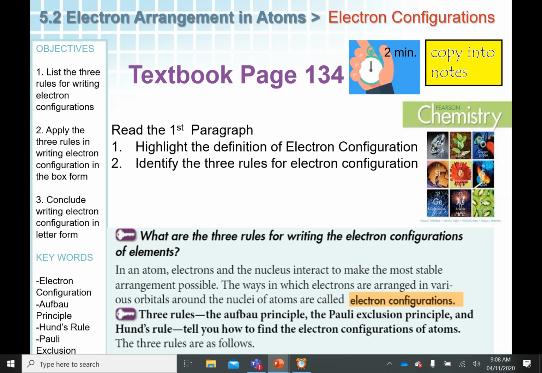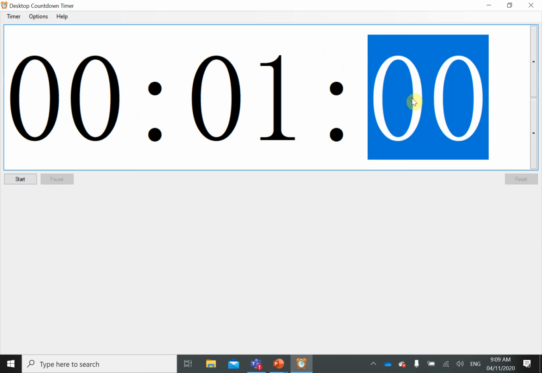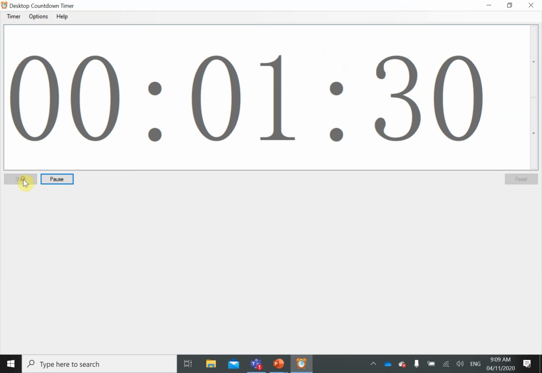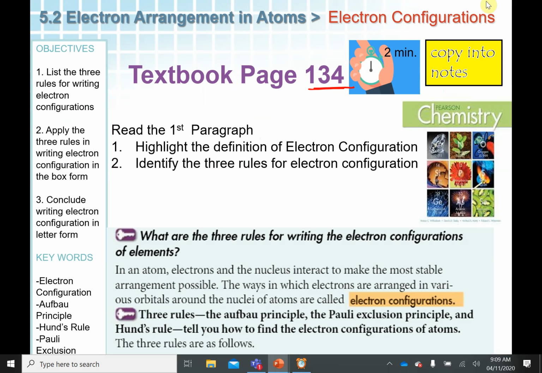So to start our lesson, I need you to open your textbook, page 134, read the first paragraph. What I need you to do is identify the 3 rules for electron configuration and highlight the definition of electron configuration. I'll give you a 2-minute timer to get done with it. Actually, 1 minute and 30 seconds are enough, right? So let's read it together.